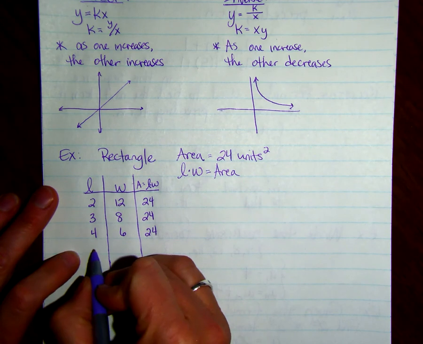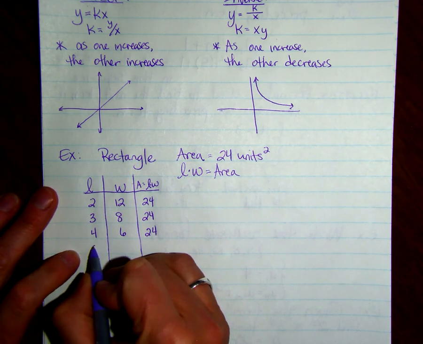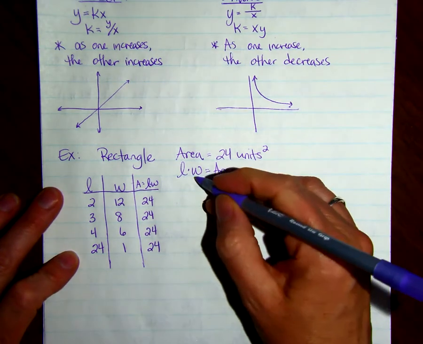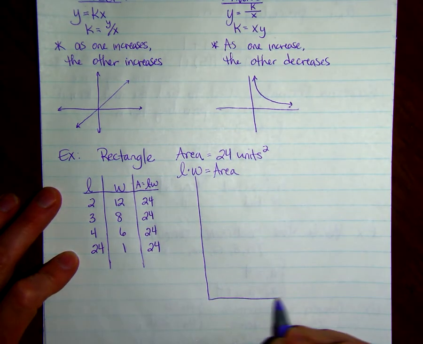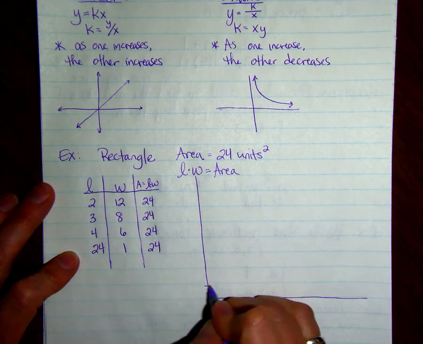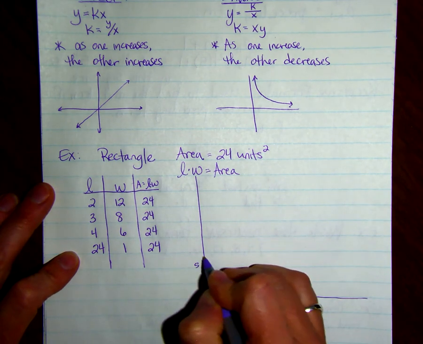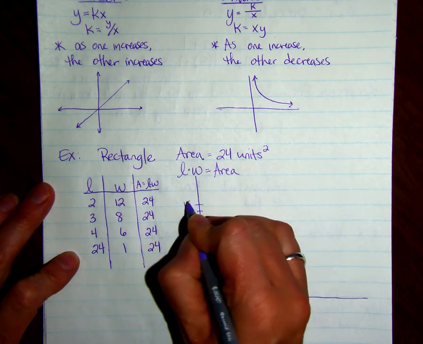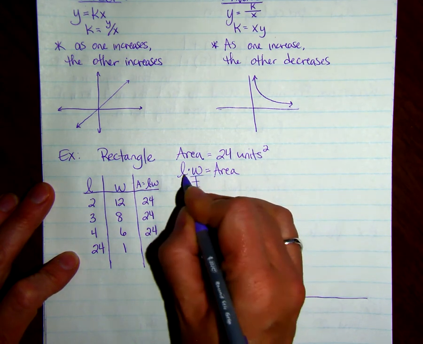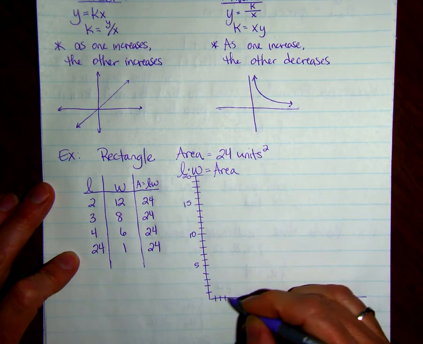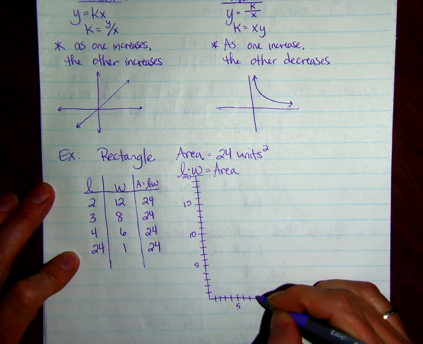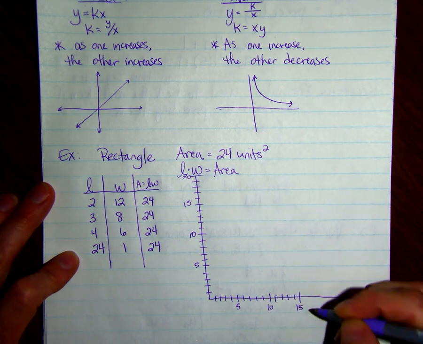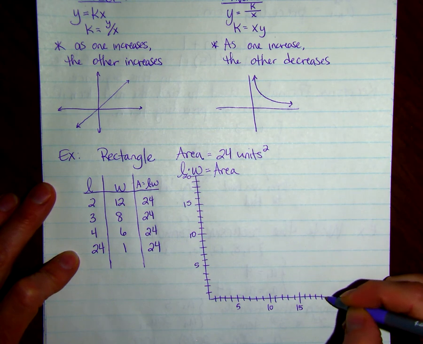If the length is 24, the width will be 1, and the area will still be 24. So if we were to graph that, we're going to go up. Just making my coordinate plane here.